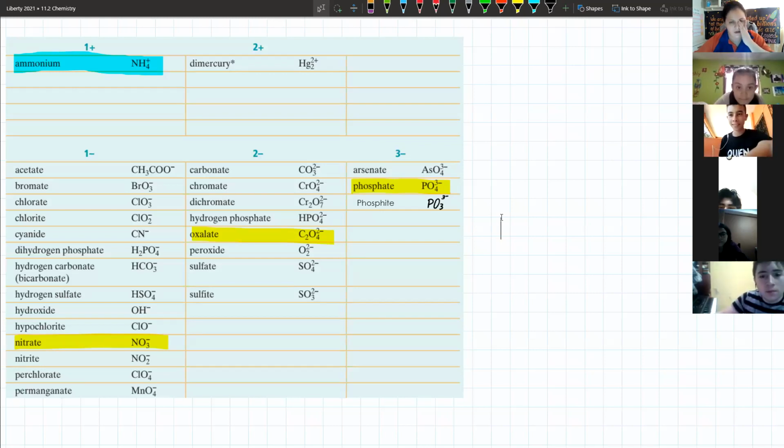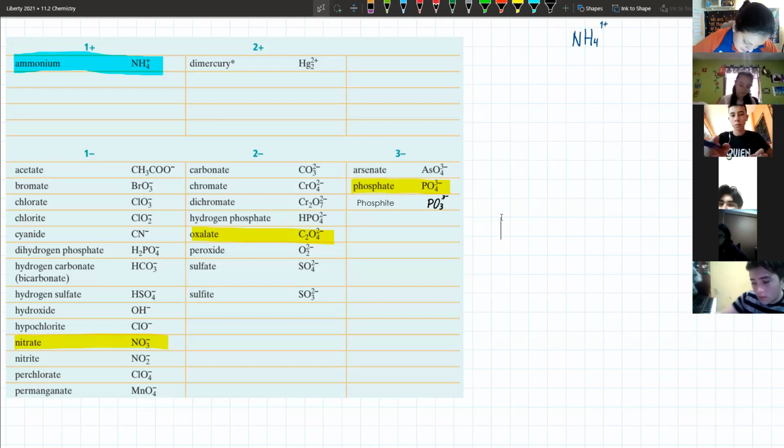Oxalate. Okay, let's do it with oxalate. Now I'm going to work with ammonium. I'm going to write ammonium's formula here: NH4, and the charge is 1 positive.